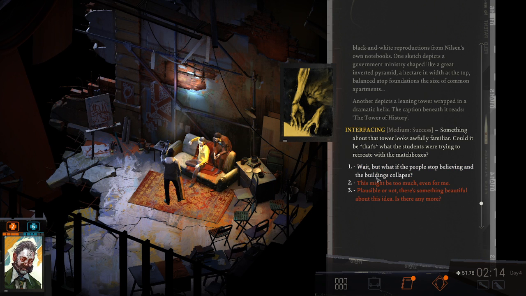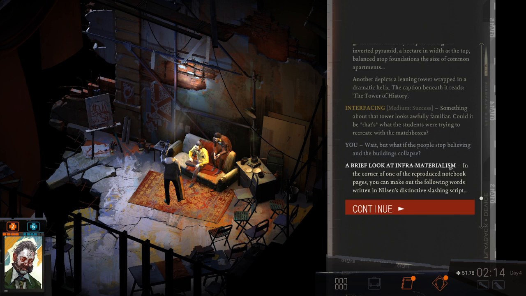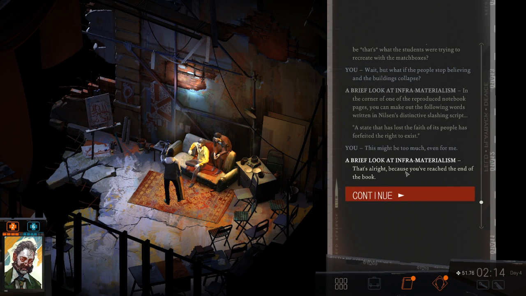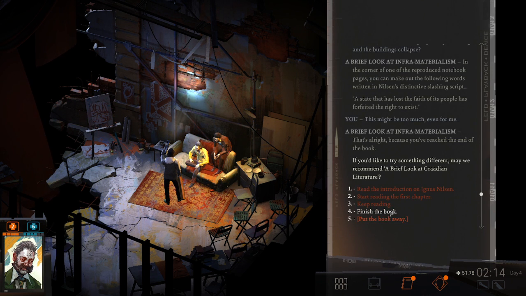Wait, but what if the people stop believing and the buildings collapse? In the corner of one of the reproduced notebook pages, you can make out the following words written in Nilsson's distinctive slashing script: "A state that has lost the faith of its people has forfeited the right to exist." This might be too much even for me. Plausible or not, there's something beautiful about this idea. Is there any more? That's alright, because you reached the end of this book.